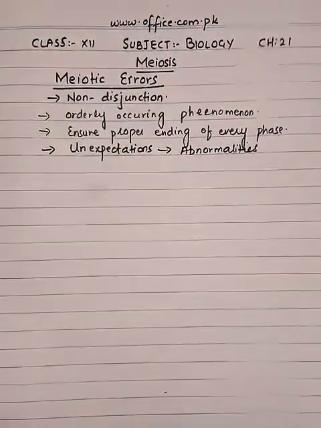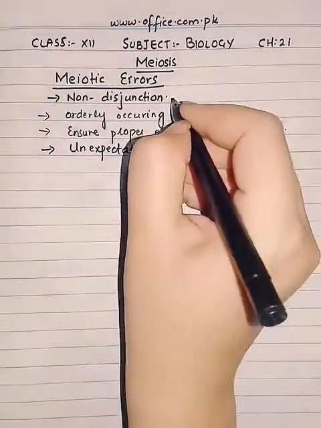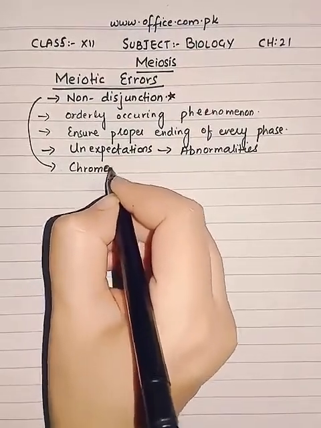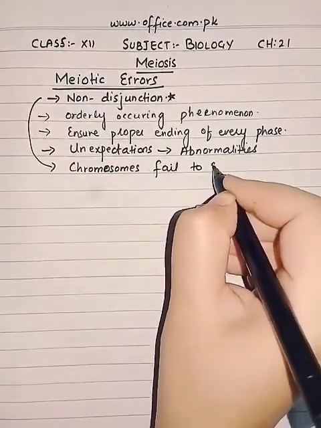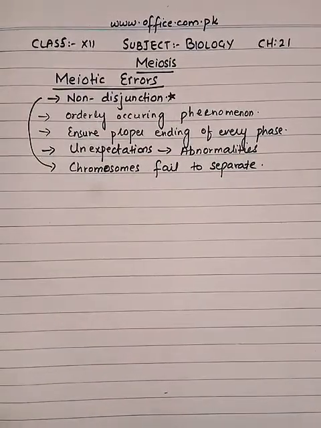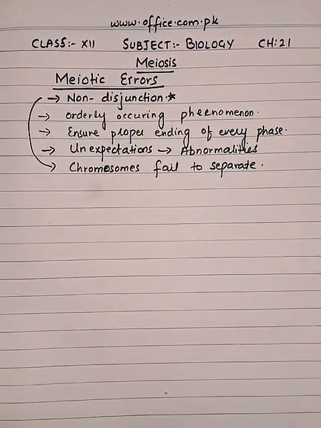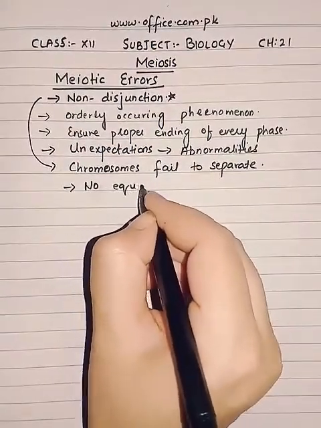So one such abnormality is chromosome non-disjunction. Chromosome non-disjunction means that chromosomes fail to separate or segregate. Can you recall which phase is involved in the separation of chromosomes? Yes, anaphase. So at anaphase, or at telophase, there will be some kind of abnormality, and they do not finish with equal distribution.